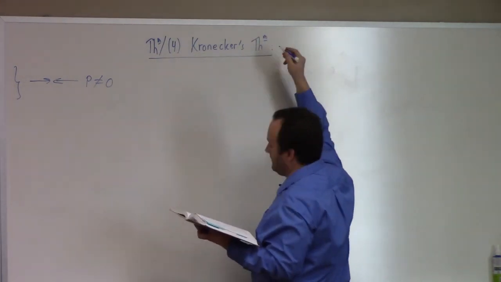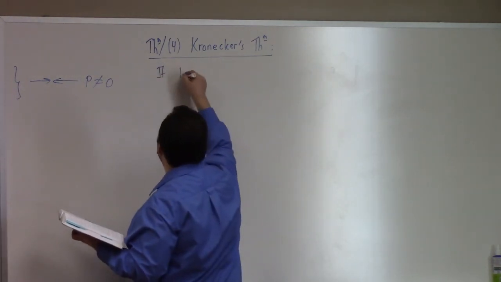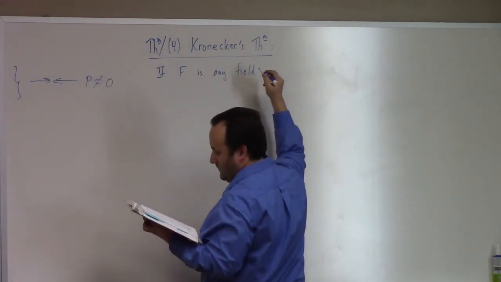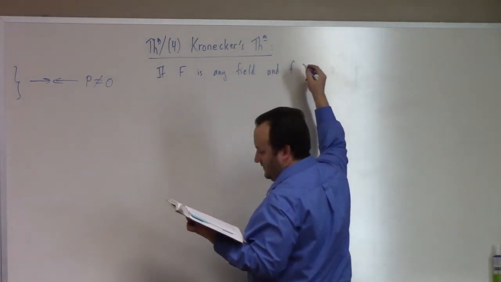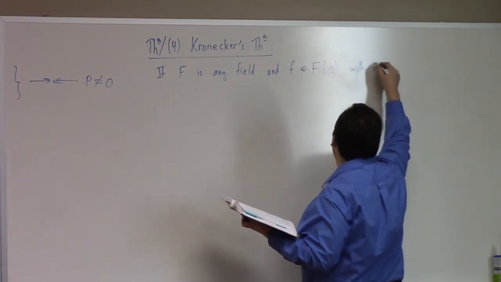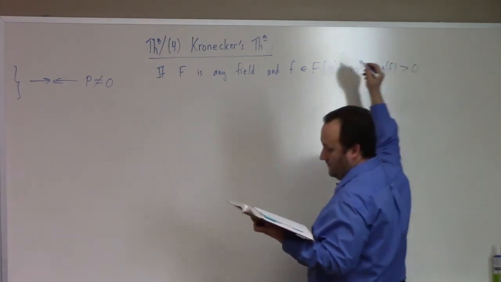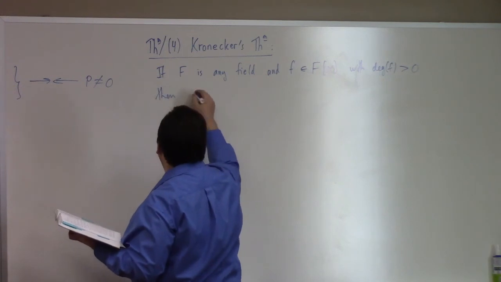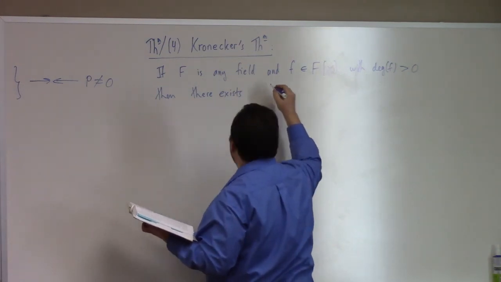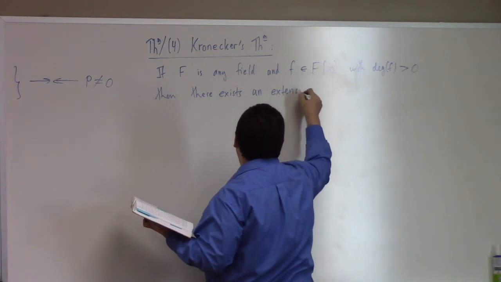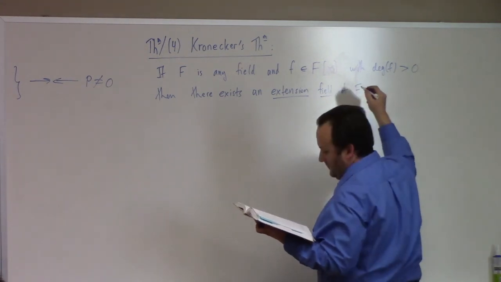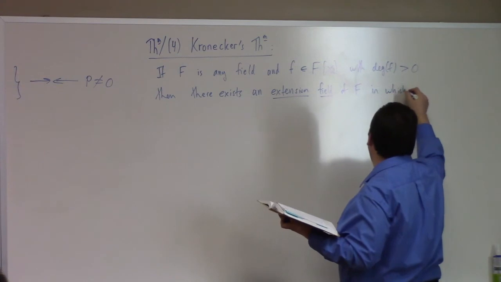Kronecker's theorem, what's it say? It says, if F is any field, and f is a polynomial over the field with the degree of f greater than 0, positive degree, then there exists an extension field of F in which f has a root.